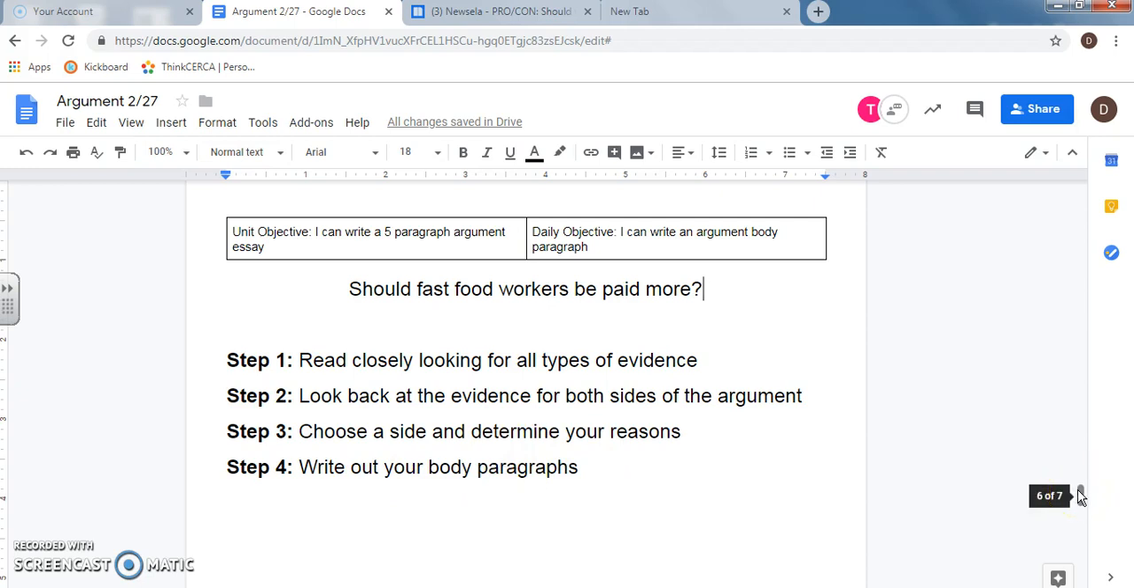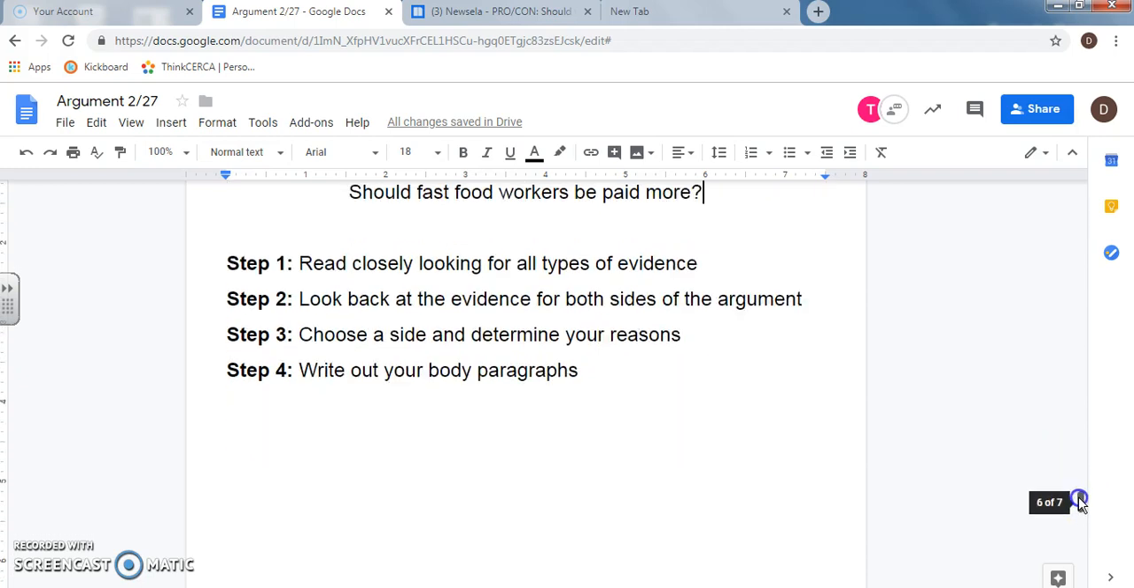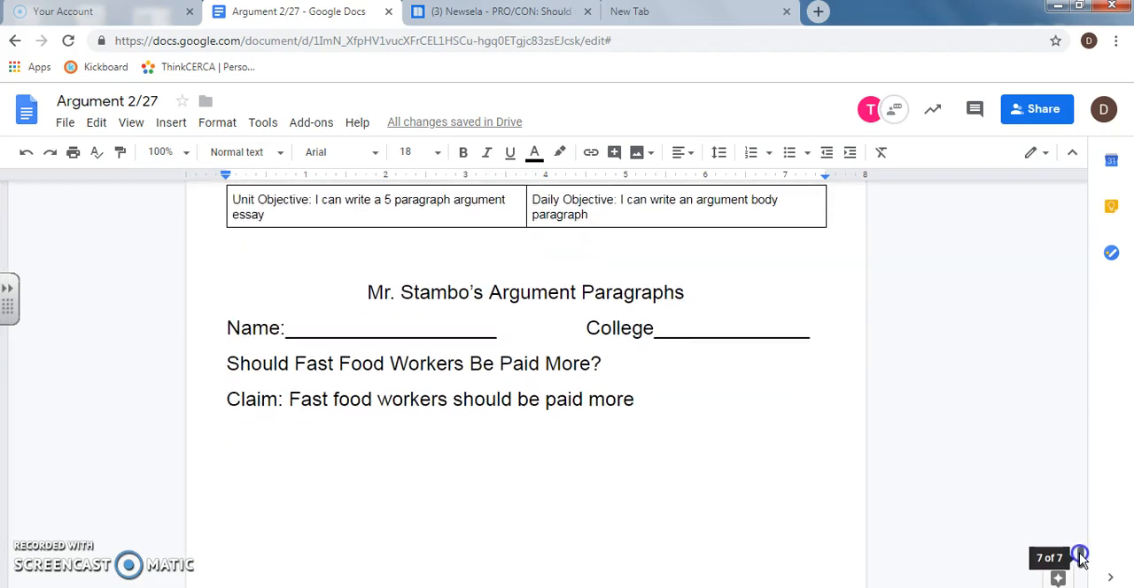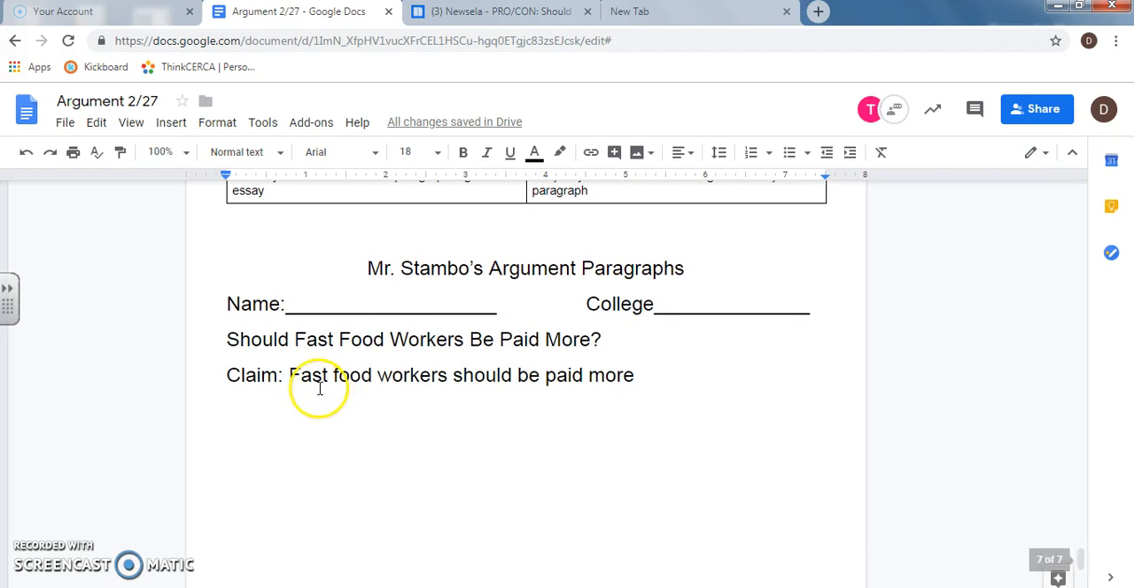So I'm going to show you step 4, how I would write out my body paragraphs. Track this sheet. Mr. Stambo's argument paragraph, should fast food workers be paid more? I'm just going to make my claim, fast food workers should be paid more. Okay, so I'm going to do 2 body paragraphs and show you how to do it. First, to start a paragraph, I indent, of course, and I start with my reason. Fast food workers should be paid more.